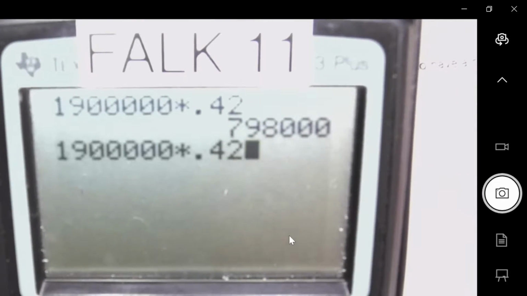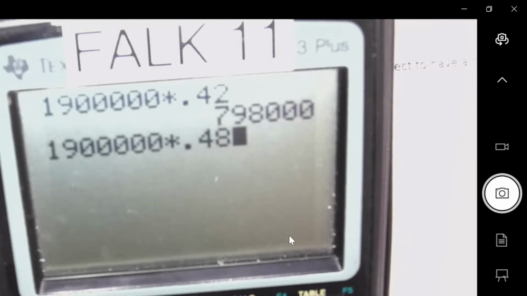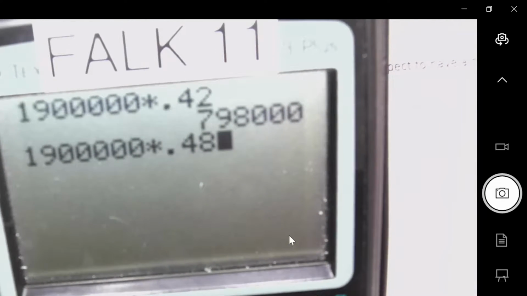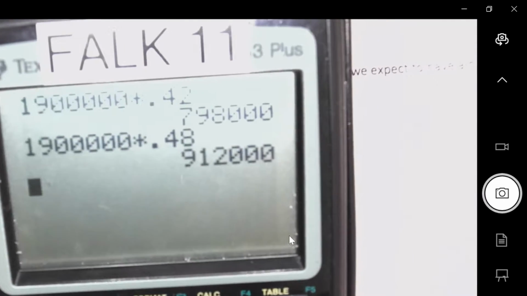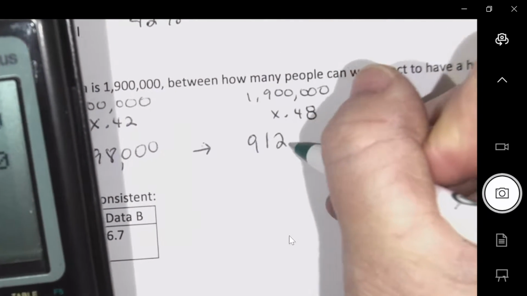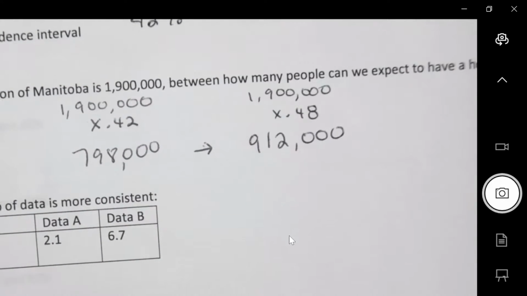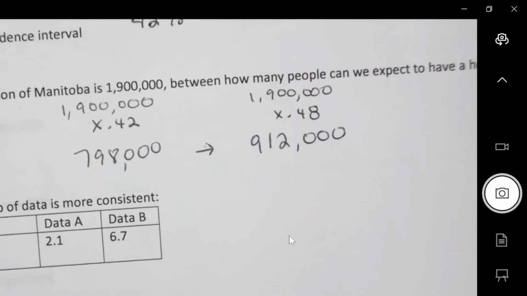Okay, remember when you're doing your calculator on this one, I can go second enter and then just go back and change so I don't have to type it all in again, right? Remember that button? Second entry. Okay, so that's how many people in Manitoba we can expect to have phone lines at home.